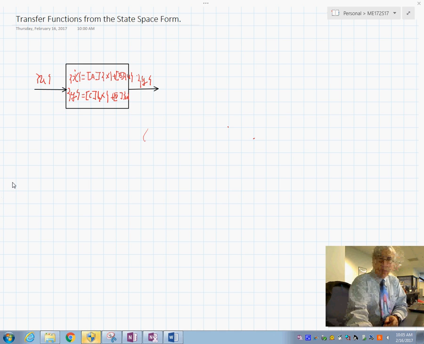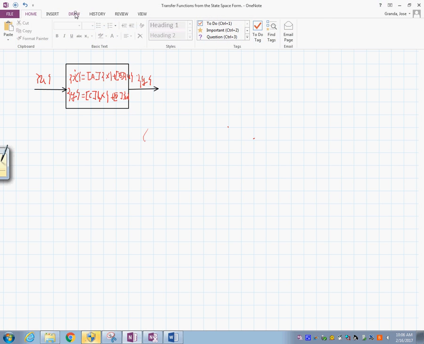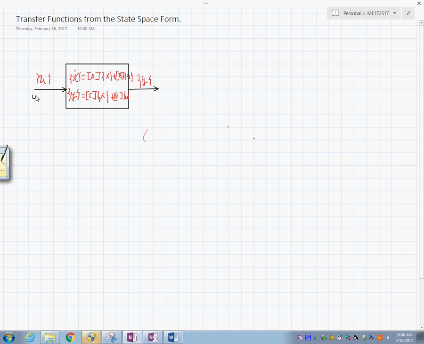On the screen, you see a system that has been defined by the state space form. And we have on the left-hand side the inputs, and the right-hand side the output. So the objective here is how can we obtain the transfer functions from the state space form that we have in here. So this in here is my input on the left-hand side. I'm going to write down this is my input in here, or inputs, and these are the outputs.